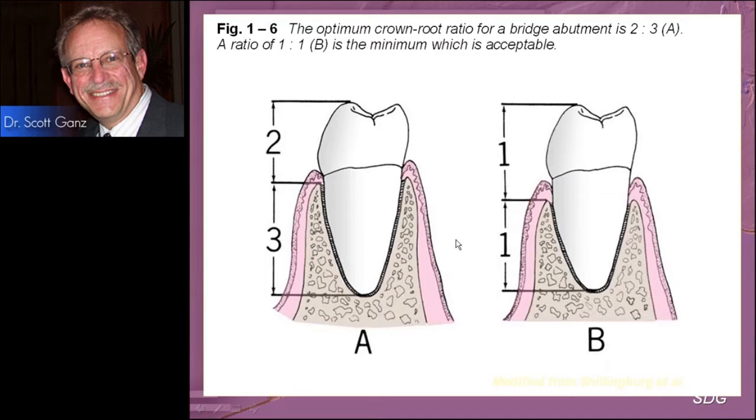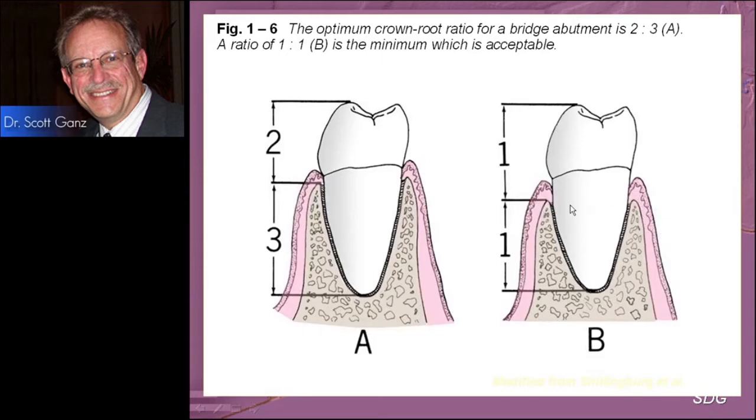And when we take a look at this, we see the crown-to-root ratio, as Schillenberg has defined it, is the top of the incisal edge of the crown to the crest of the bone. The crest of the bone to the apex of the root is the root distance. And so crown-to-root distance in a perfectly healthy dentition, according to Schillenberg, is 2 to 3. When we look at a compromised site, we have a diminished crown-to-root ratio. So now we're looking at a 1-to-1 ratio in this illustration.